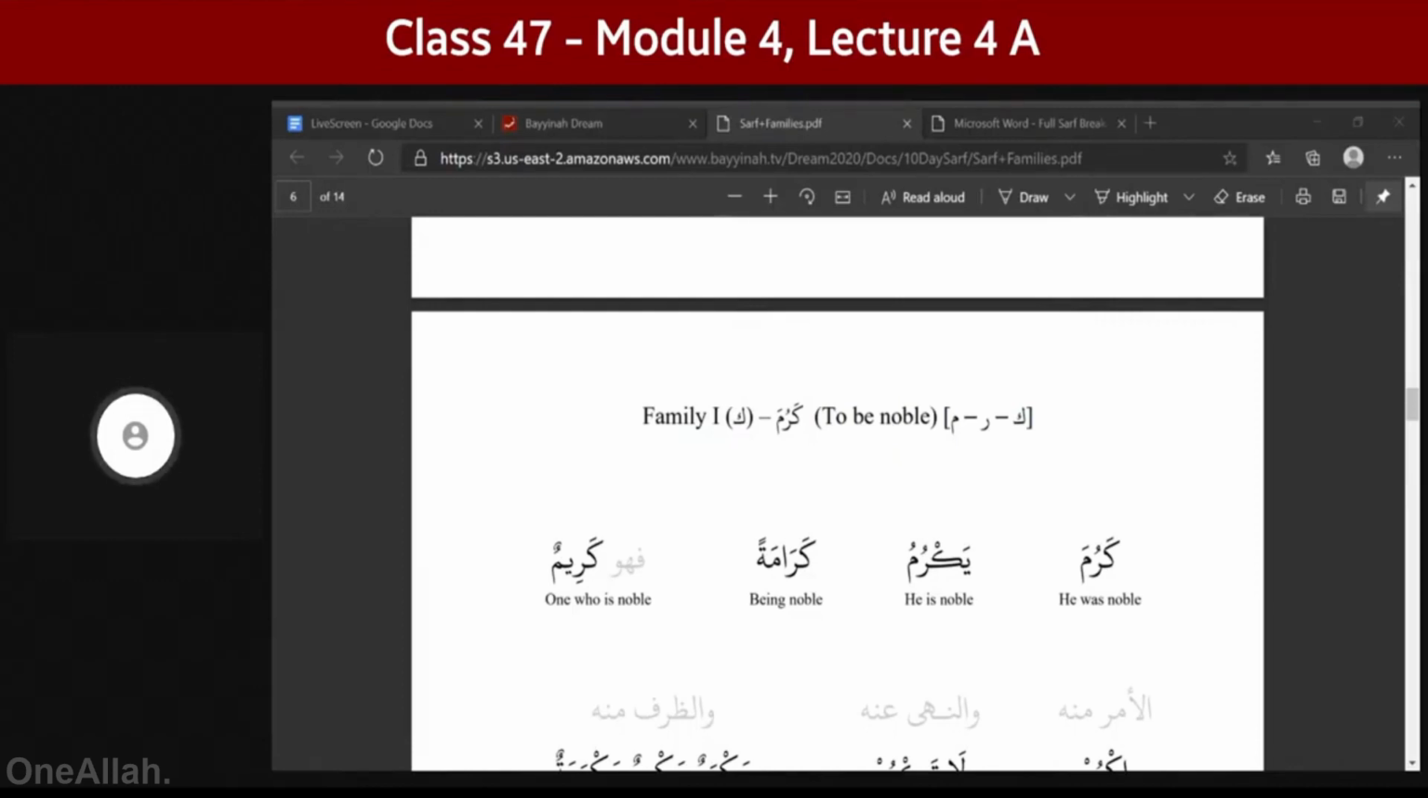Do you have to memorize one masdar or more than one? Well, for everything that Ustadh gives you, memorize what Ustadh gives you. And when it comes to looking up your own words, we'll cover that when Ustadh talks about using dictionaries and stuff. That's when we'll cover that.